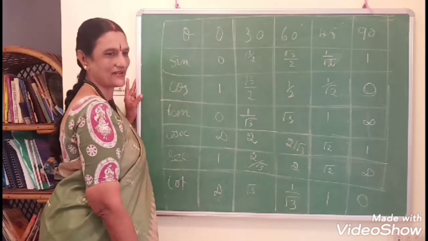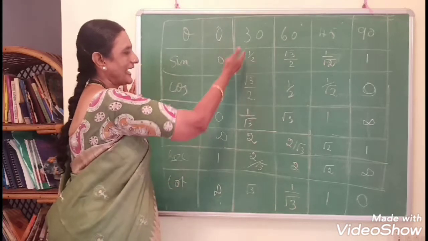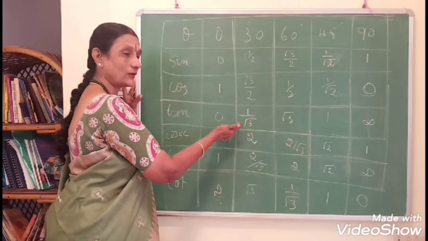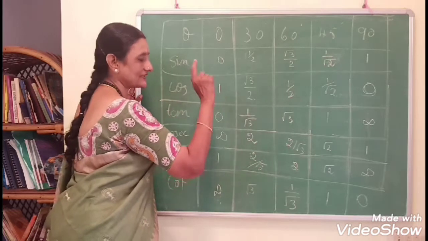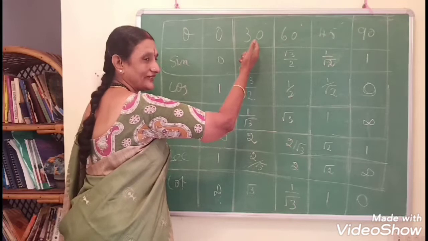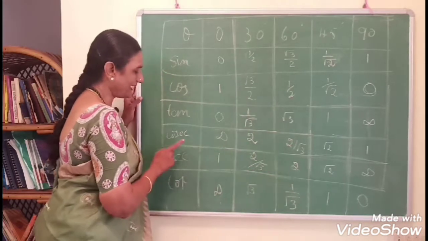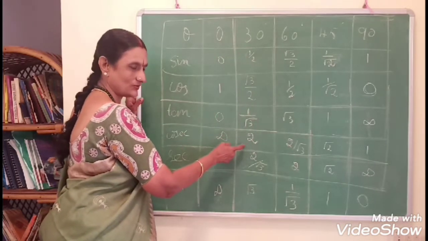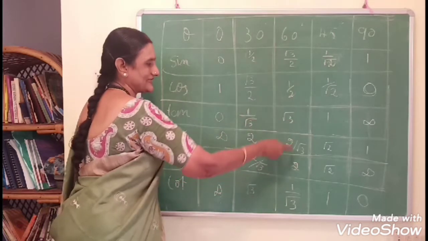that is root 3 by 2. Can you note down for tan also? Tan of 30 is 1 by root 3, and that should be equal to cot of its complement. So what is the cot of its complement? 1 by root 3. Obviously the complement of 30 is 60 degrees. Compare these two values. Similarly, cosecant of 30 degrees, we have got it as 2, and that is equal to secant of its complement, namely 60.